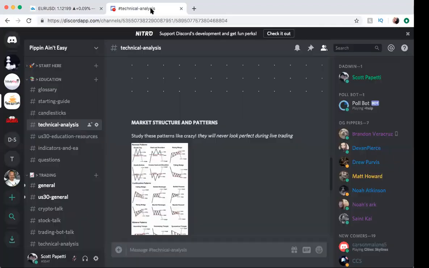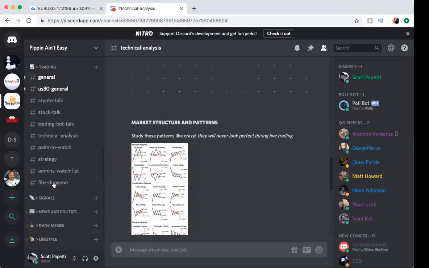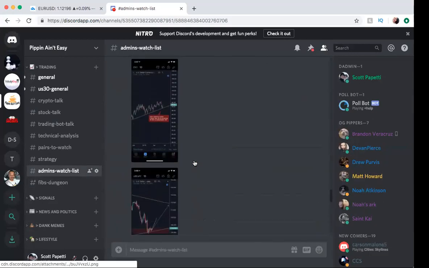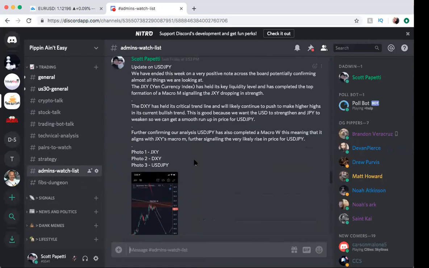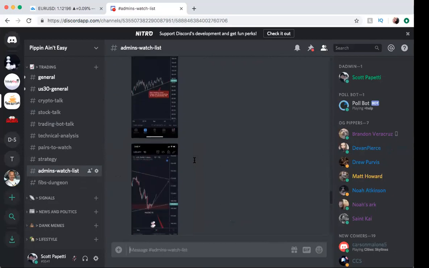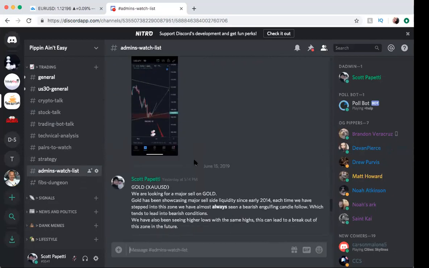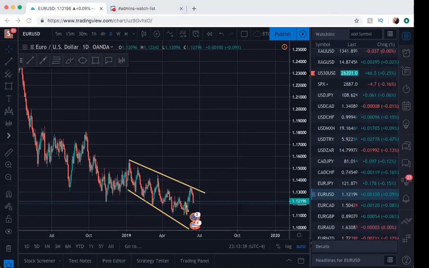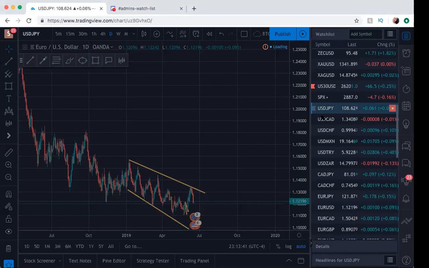Right now, my watch list includes a sell on gold. I'm looking at the US 30 going down. I'm looking at USD JPY to get strong, so bullish, so taking a buy on USD JPY. Actually, let's check that. I haven't checked that today. Didn't really realize that the market's opened.